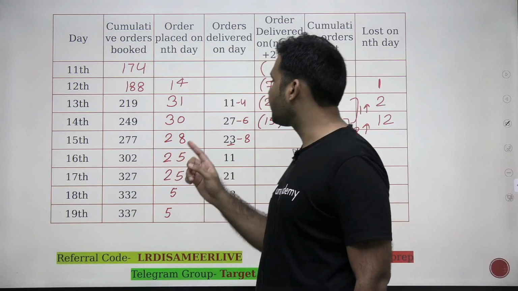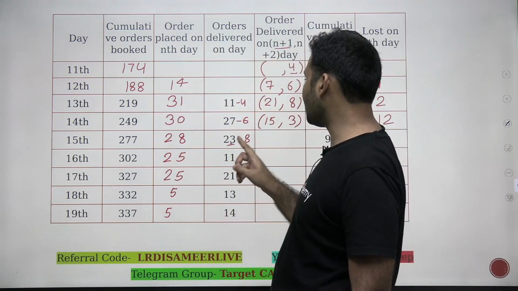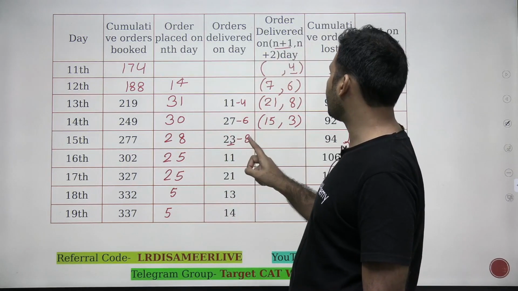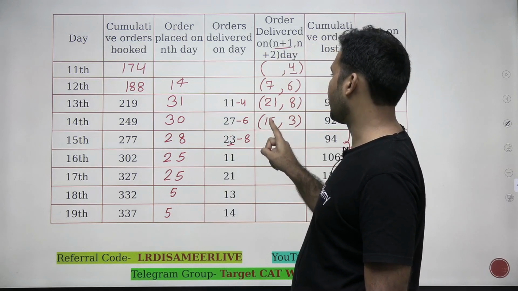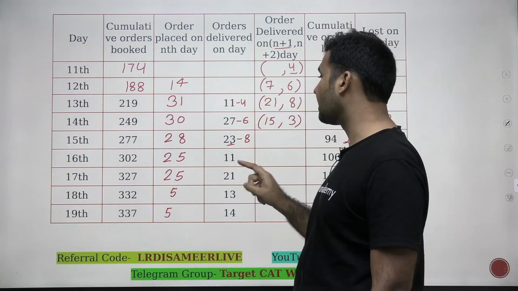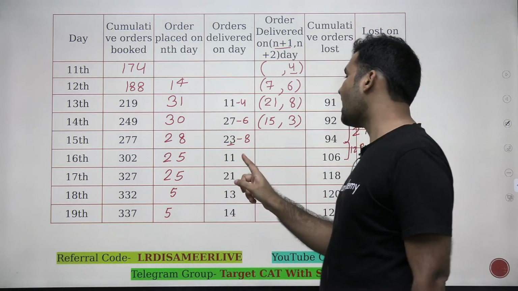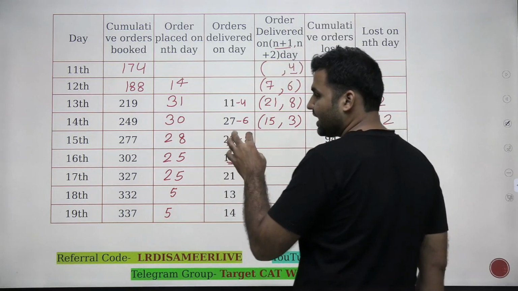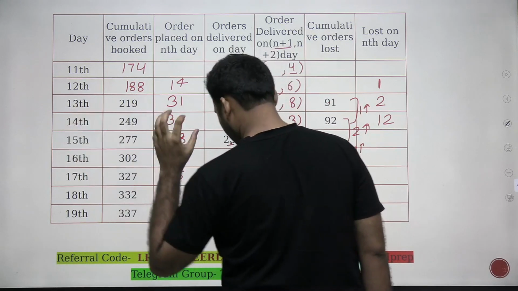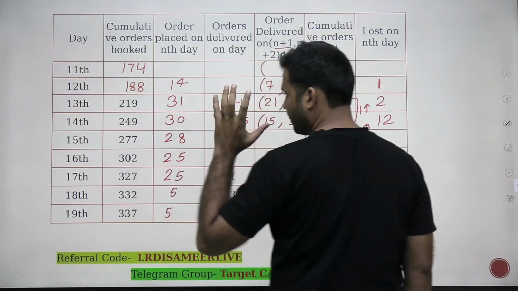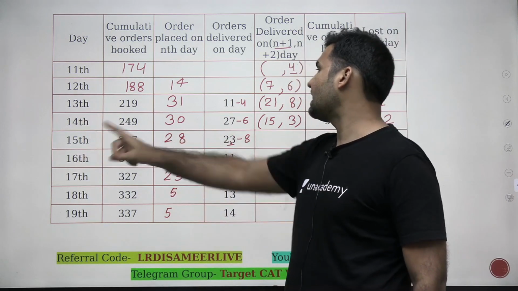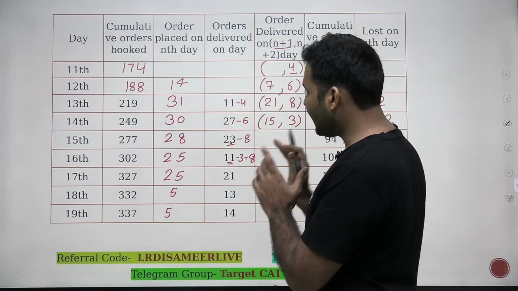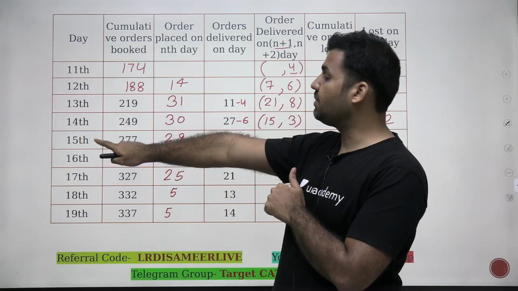Now let's move further. On 15th, I have 28 orders placed. Now, total number of orders which have been delivered on 15th are 23, out of which 8 are from 13th and 15 are from 14th. 8 plus 15, 23. We have already sorted out this thing. Now, look at the value of 16th. 11 orders are getting delivered on 16th. Can I say the orders which are getting delivered on 16th must be placed on 14th and 15th? I know that 3 orders out of 11 are of 14th. So the rest of the 8 orders must be placed on 15th.